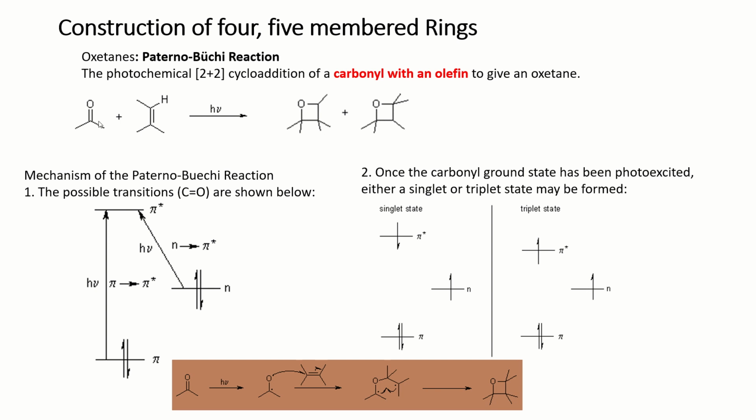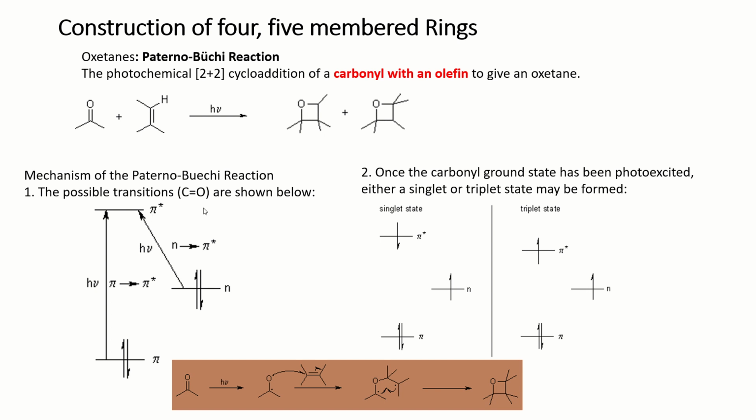Here you will see this is the carbonyl group and this is another olefin, and then after the photochemical excitation you will be expecting two compounds with their stereoselectivity, and we will look at that priority order later on. So what will be the mechanism of this Paterno-Buchi reaction?